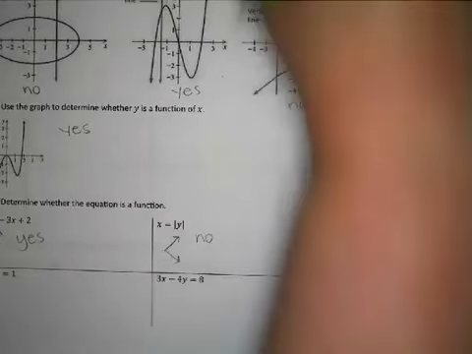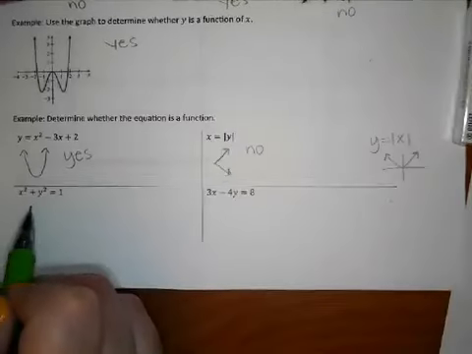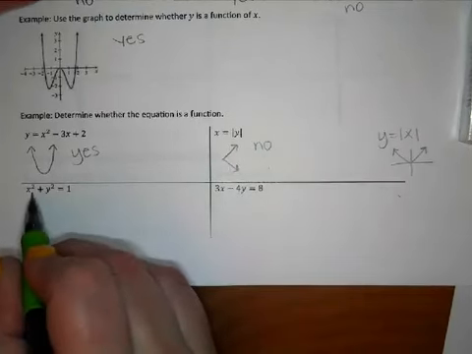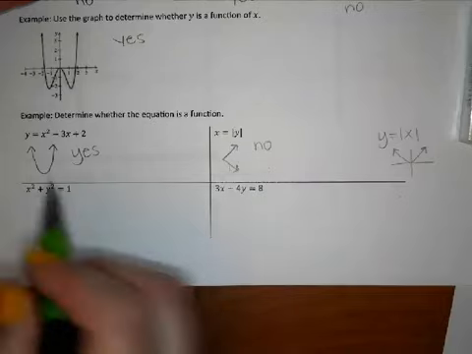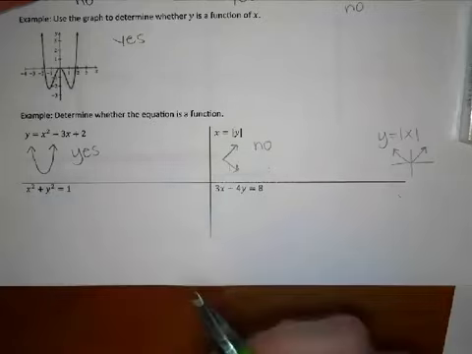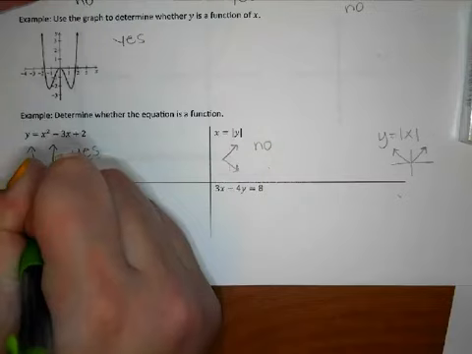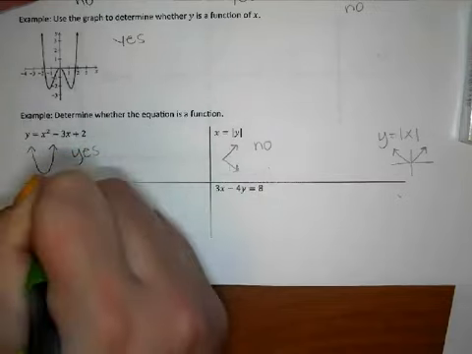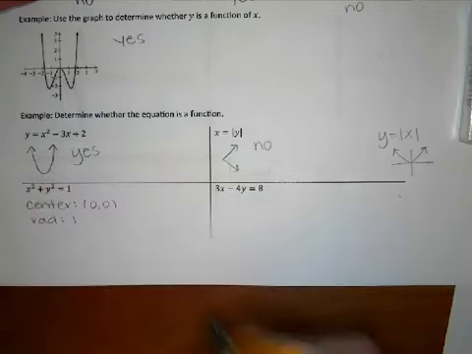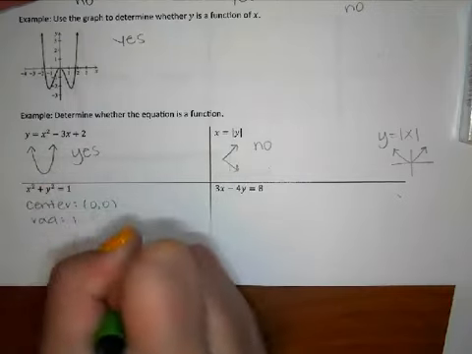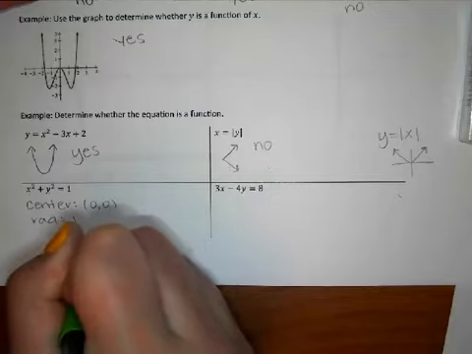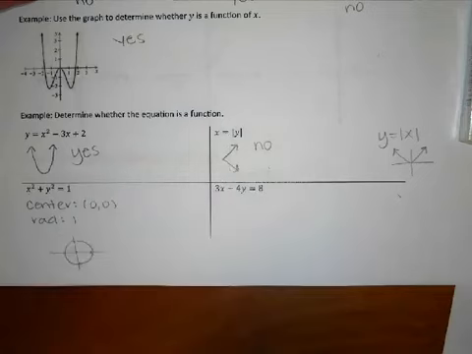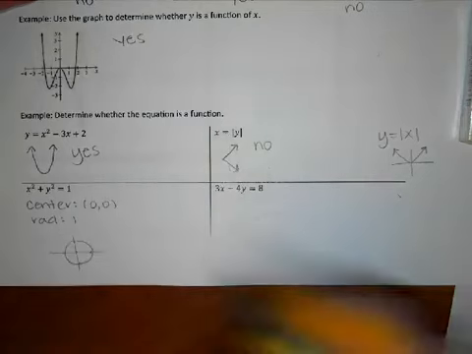Okay, the next one is this one right here, x squared plus y squared equals 1. This is a circle. Remember, if we have x squared and y squared on the same side, that's giving you the center of your circle. The right side is giving you the radius of the circle. So this is a circle with a center of 0, 0 and a radius of 1. So if I were to sketch a graph of that, center 0, 0, radius of 1, that would definitely not pass the vertical line test. So I'm going to say no.